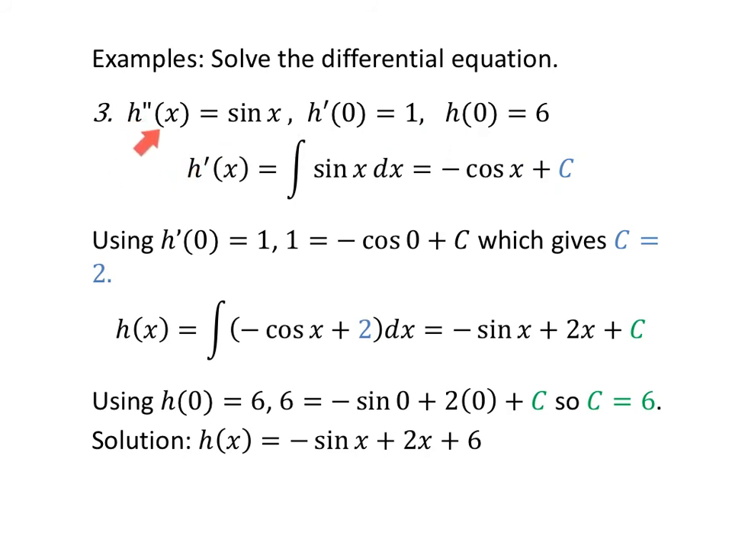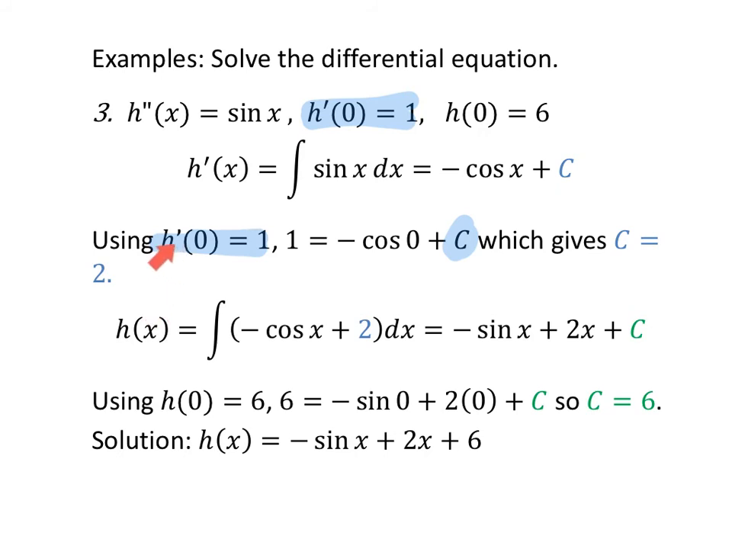Now, the first derivative is the antiderivative of the second derivative. Right? I'm going to work my way back up instead of using derivatives to work my way down. So the integral of sine of x dx is negative cosine of x plus c. Now, I know this information, h prime of 0 equals 1. That's going to allow us to find our blue c value here.